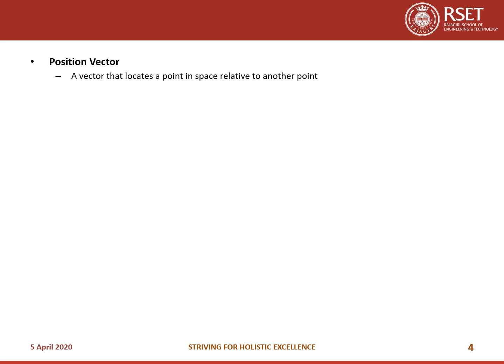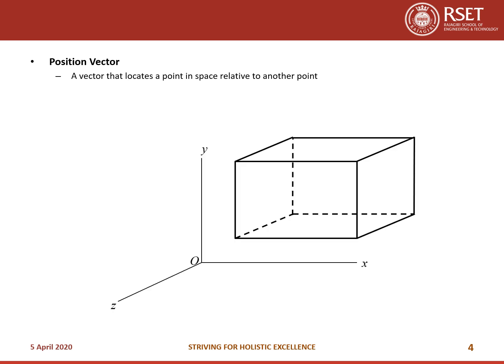Now let us come to the term position vector. Position vector is a vector that locates a point in space relative to another point. So let us consider again a reference axis xyz and a parallelepiped. Let AB be the diagonal and let the force F be acting along the diagonal. Just understand that the force F is not from A to B, but its line of action is coinciding with the diagonal AB. That is all.